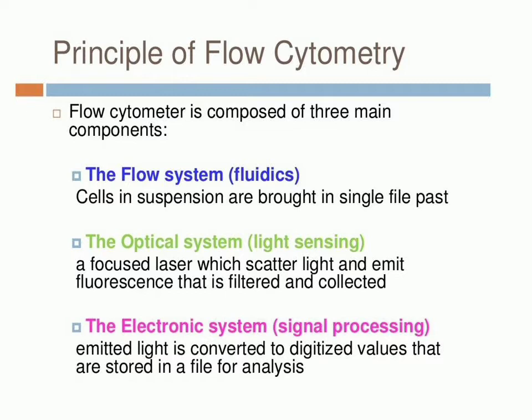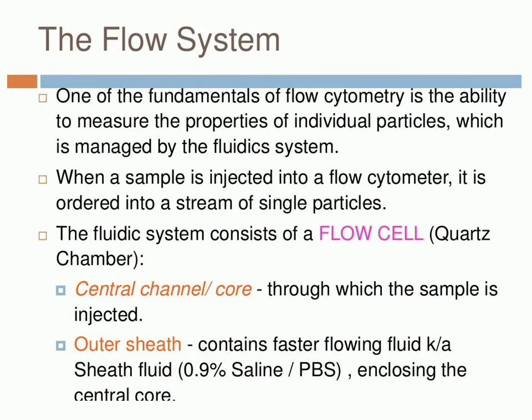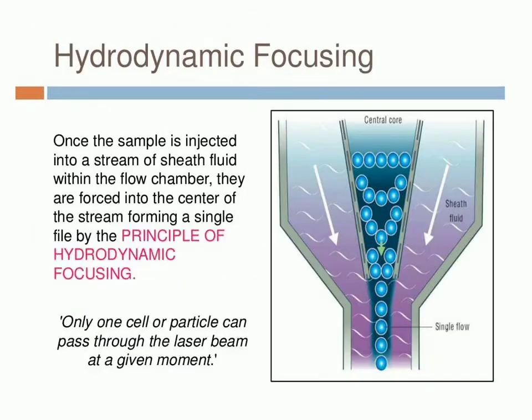The flow system. One of the fundamentals of flow cytometry is the ability to measure the properties of individual particles, which is managed by the fluidic system. When a sample is injected into a flow cytometer, it is ordered into a stream of single particles. The fluidic system consists of a flow cell, with a central channel or core through which the sample is injected. The outer sheath contains faster flowing fluid. Sheath fluid means 0.9% saline or PBS enclosing that central core.